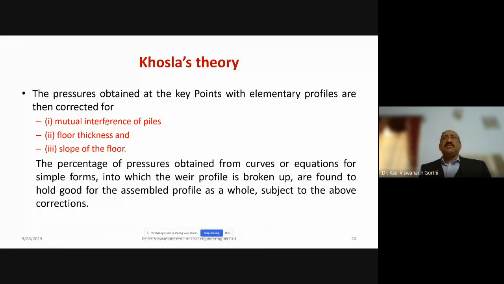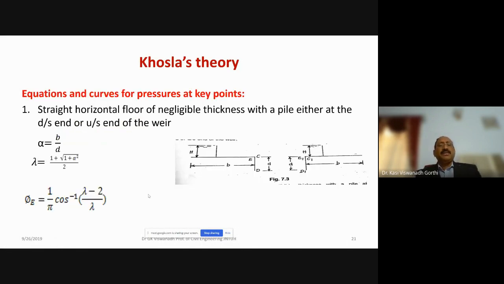Similarly, thickness of the floor is assumed negligible in all the cases, but what correction is to be applied? Similarly, if there is a floor with a slope, what is the correction? So subject to these corrections, the assembled profile is found to be correct, because you are taking all the elementary profiles in a simple form, trying to club them. So several equations have been provided by Khosla for these cases.